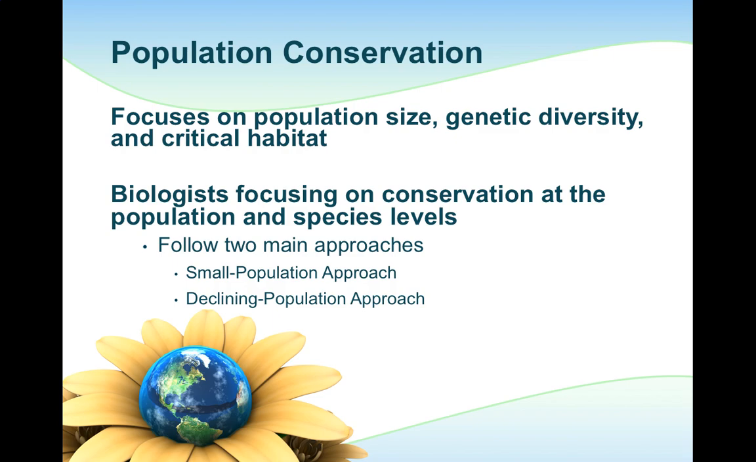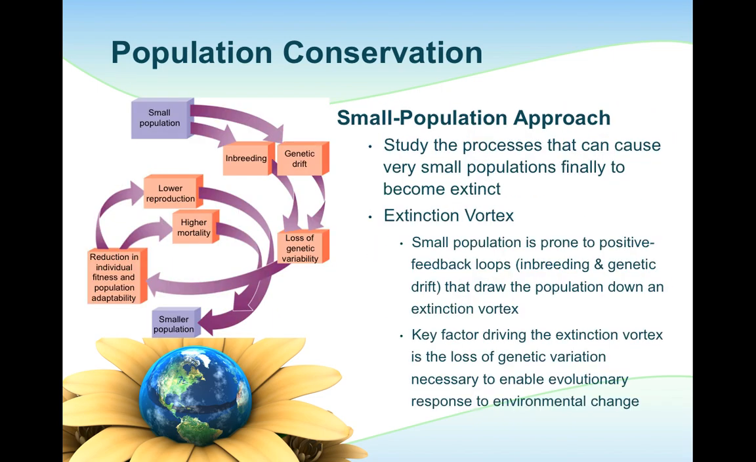So when we focus on conservation of the population and the species sizes, they tend to take two different potential approaches. The small population approach versus the declining population approach, which is what we're going to go into next. When we talk about the small population approach, we're looking at population sizes and how small that population needs to get before it finally becomes extinct.